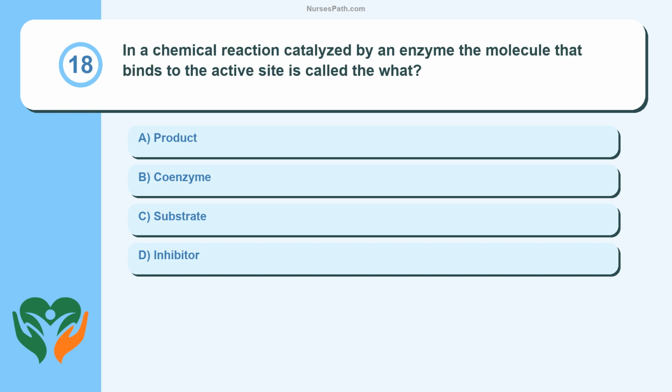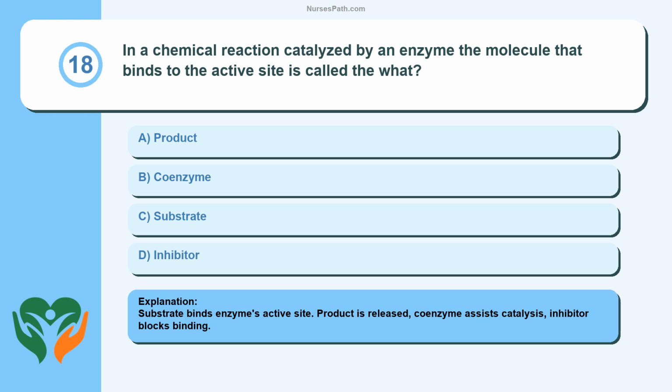Question 18. In a chemical reaction catalyzed by an enzyme, the molecule that binds to the active site is called the what? Product. Coenzyme. Substrate. Inhibitor. The substrate binds the enzyme's active site. The product is released, a coenzyme assists catalysis, and an inhibitor blocks binding.